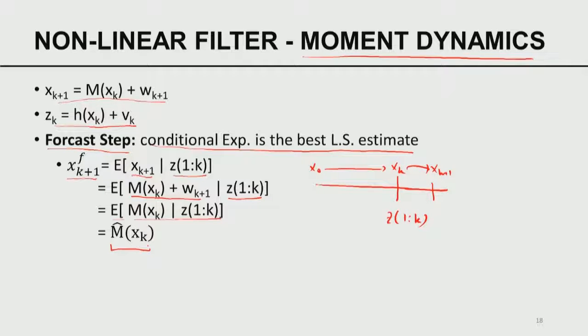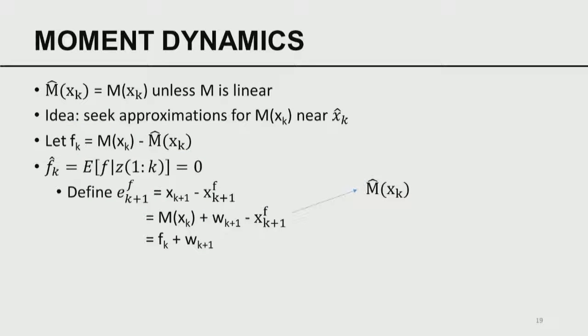Please understand, evaluating this conditional expectation is not easy, but such a conditional expectation exists. I am going to call it m hat xk. What is m hat xk? It is the average of the value of the state passed through the nonlinear map, given all the observations. The expectation is with respect to the predicted density. So you can really see that m hat of xk is not equal to m of xk unless m is linear. Only in the case of linearity is m hat of xk equal to m of xk. That is the linear case.